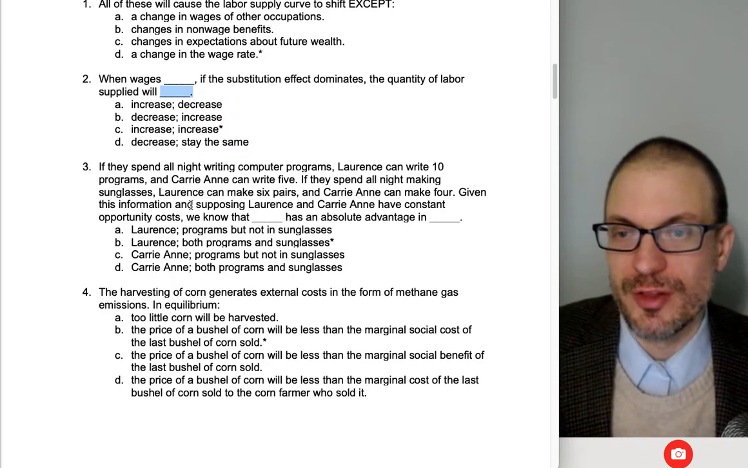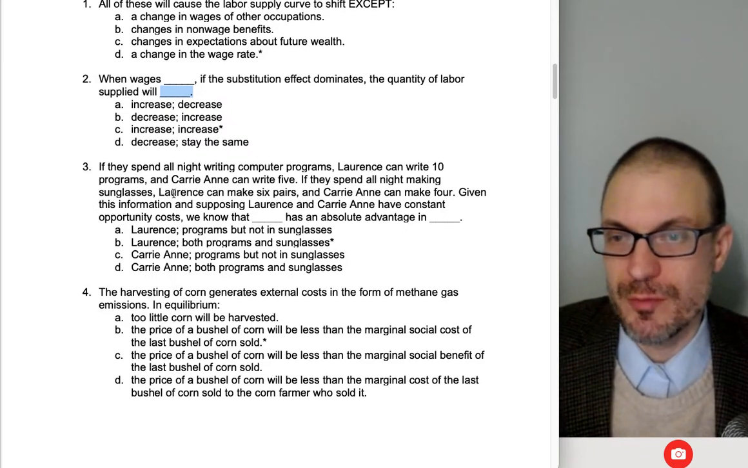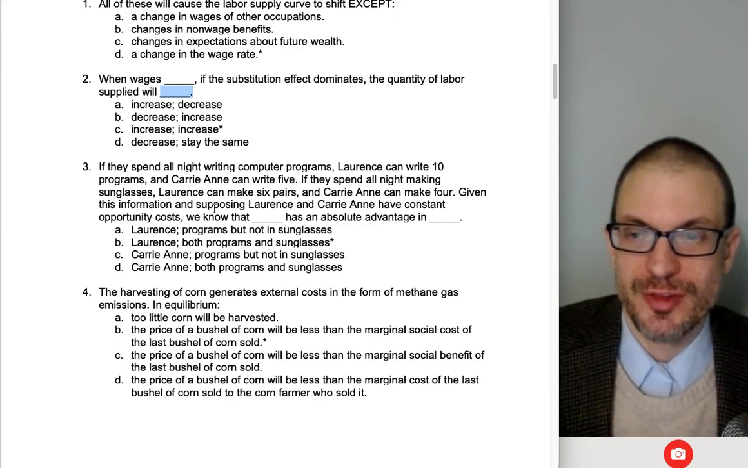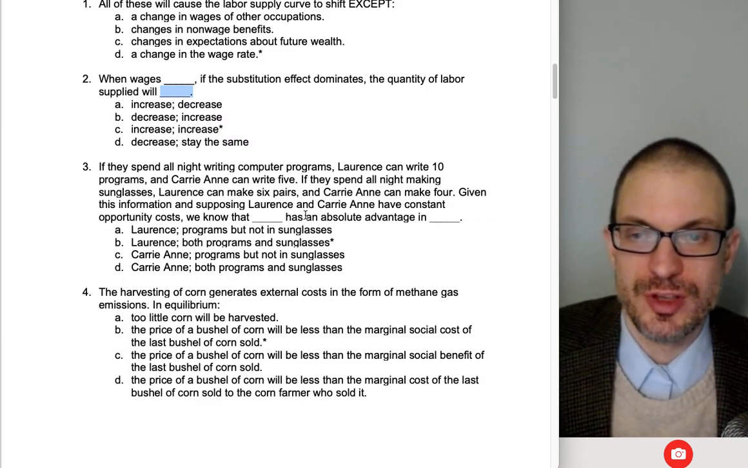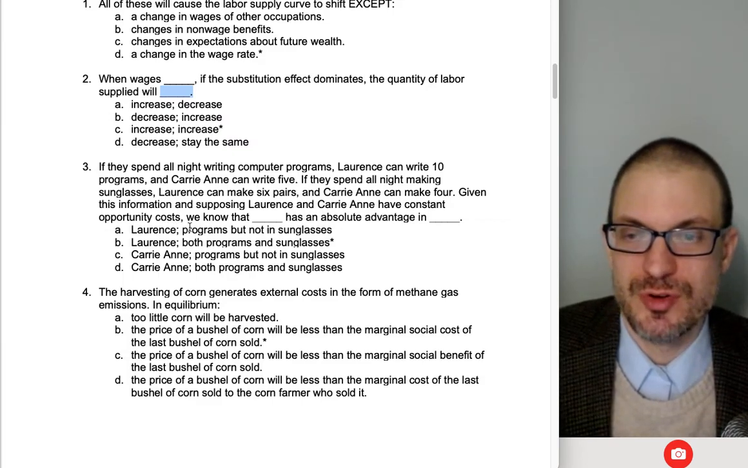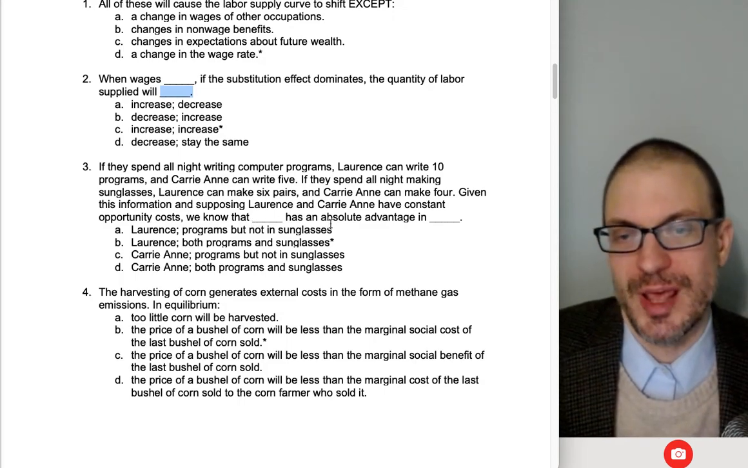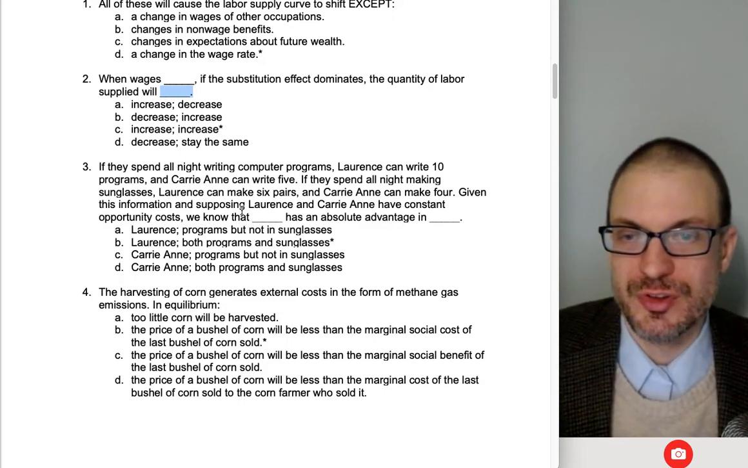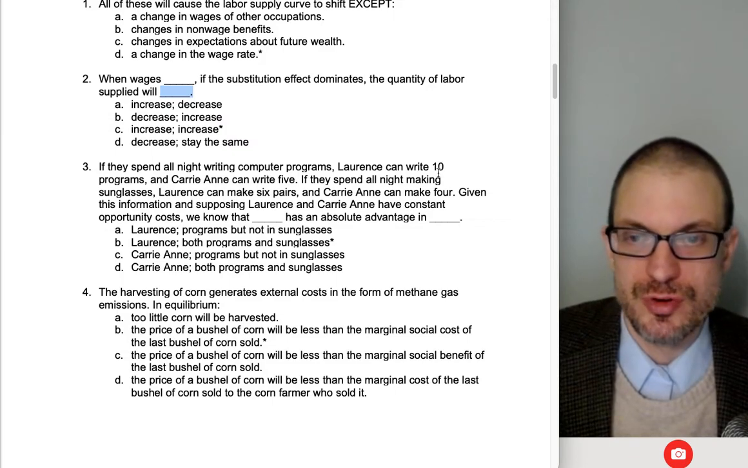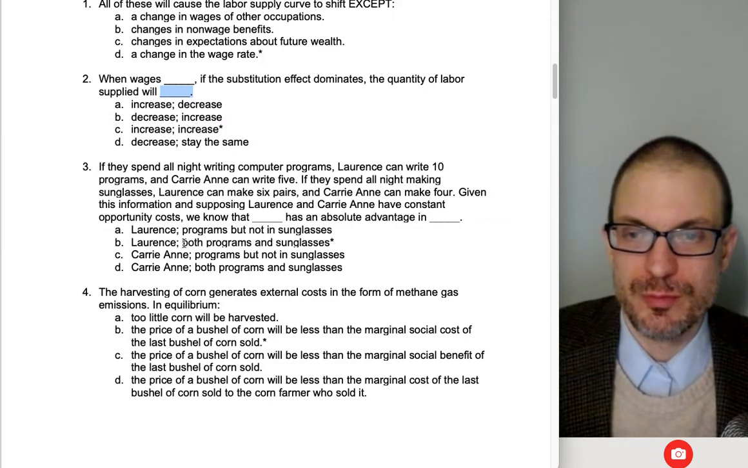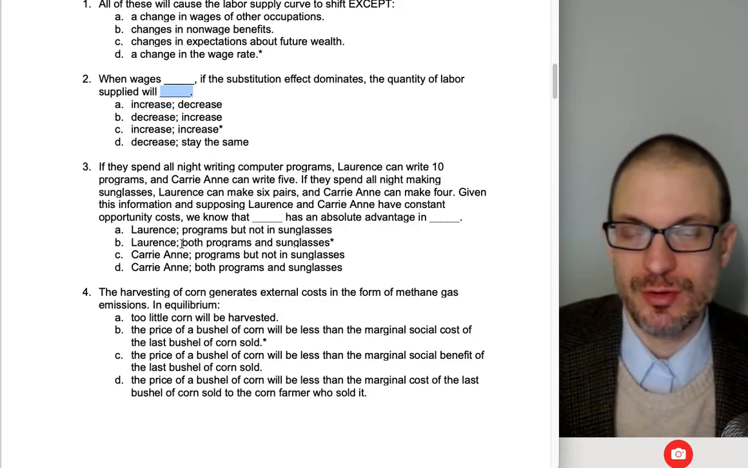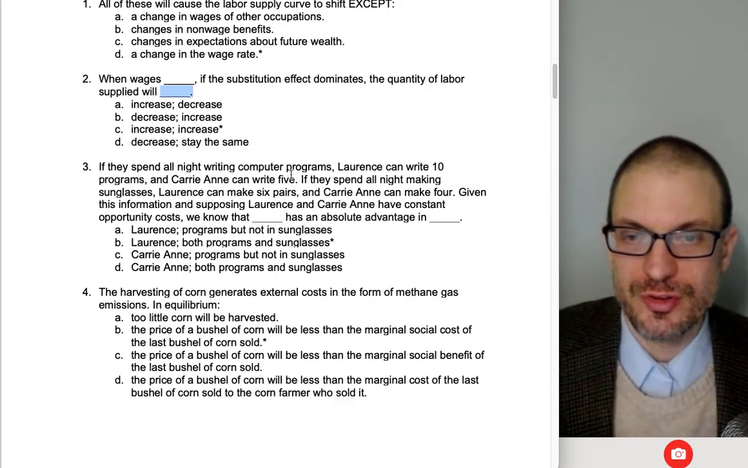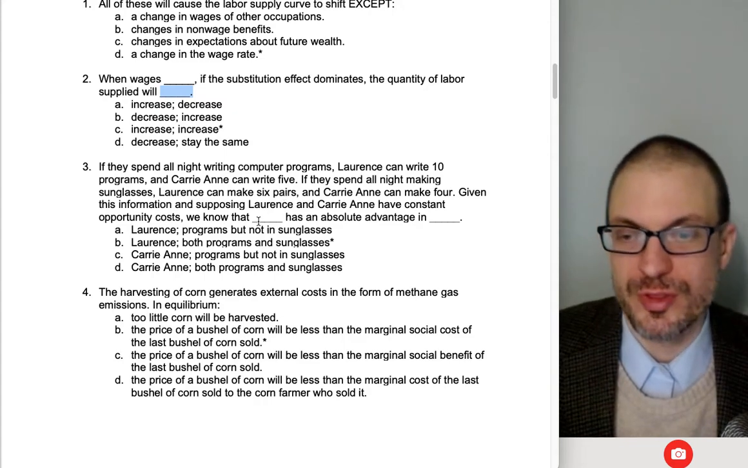If they spend all night writing computer programs, Lawrence can write 10 programs, Carrie Ann can write 5. If they spend all night making sunglasses, Lawrence can make 6 pairs, Carrie Ann can make 4. Given this information, supposing Lawrence and Carrie Ann have constant opportunity cost, we know that Lawrence has an absolute advantage in both. Absolute advantage is if you can produce more with the same resources, or use fewer resources to produce the same amount. Either way, whoever's more productive has the absolute advantage. That's Lawrence, because Lawrence produced more of both here.